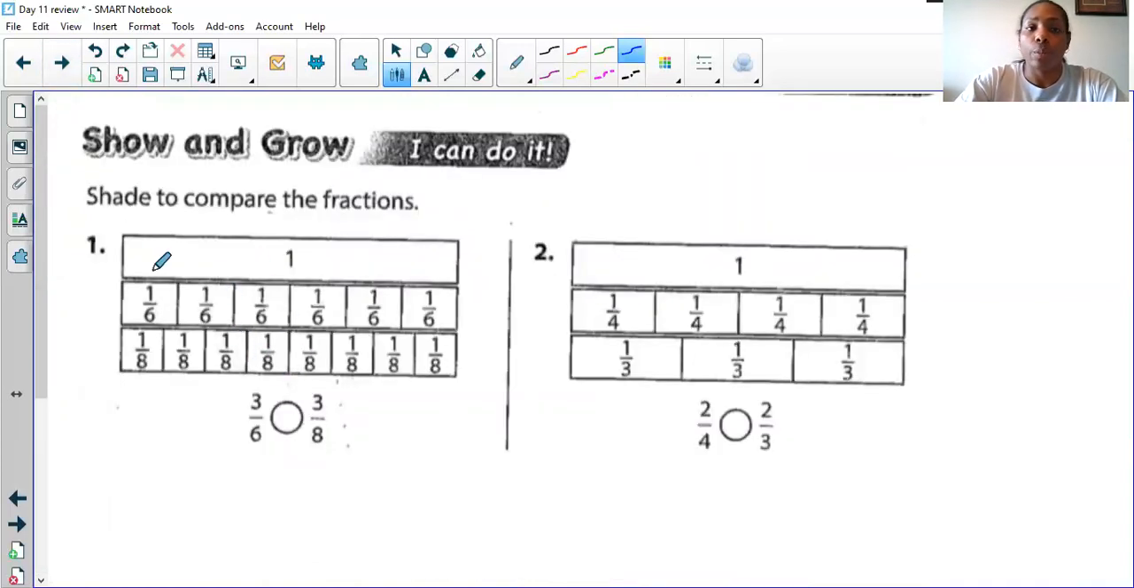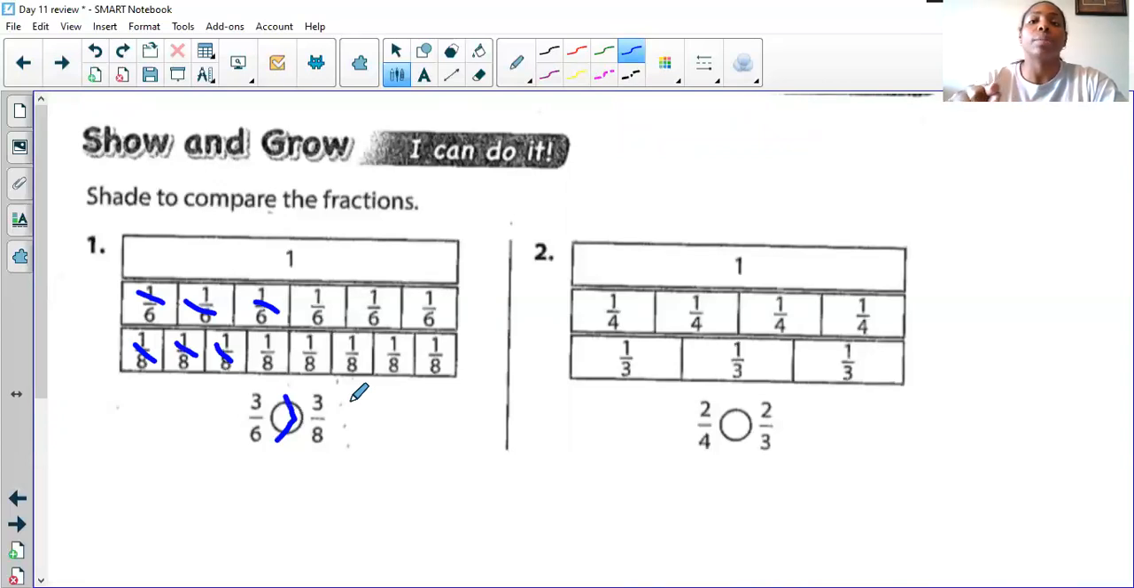Show and grow, show me what you know. Shade to compare the fractions. So we're going to shade in 3/6, 3 parts of 6, and 3/8, 3 parts of 8. So which one is bigger, 3/6 or 3/8? If you said 3/6, you are correct. So just keep in mind, when we compare the denominators, because the numerators are the same, we're looking at the denominators now to determine our answer.